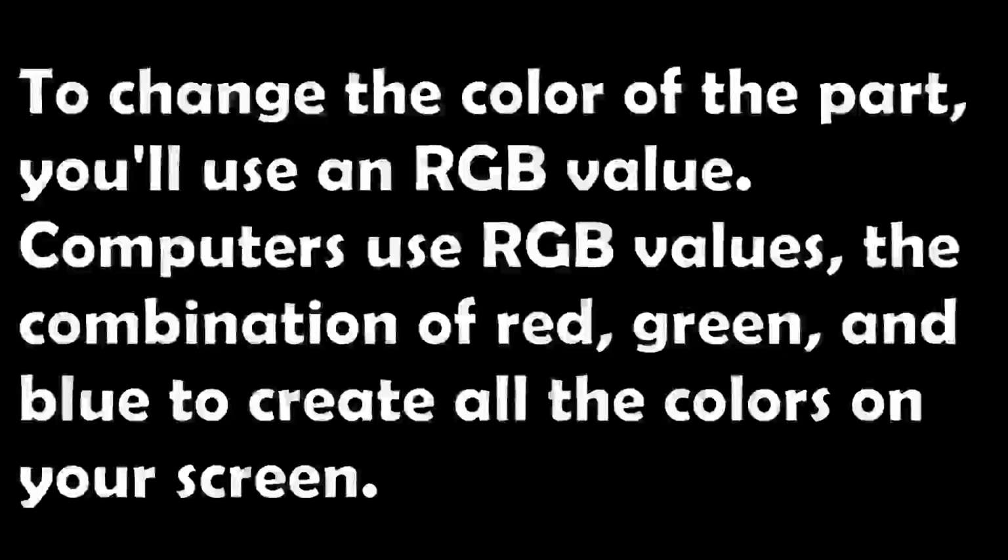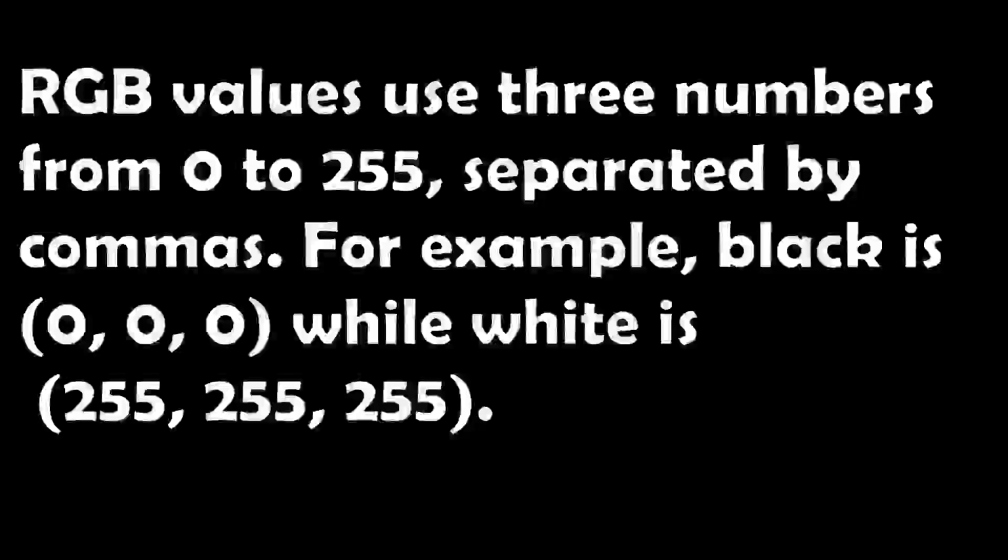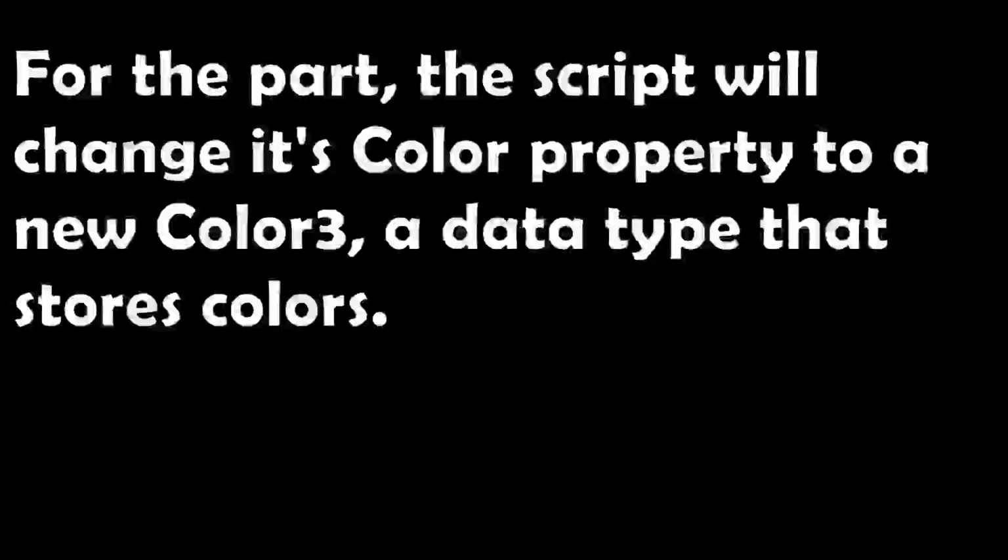To change the color of the part, you'll use an RGB value. Computers use RGB values, the combination of red, green, and blue, to create all the colors on your screen. RGB values use 3 numbers from 0 to 255, separated by commas. For example, black is 0, 0, 0, while white is 255, 255, 255. For the part, the script will change its color property to a new Color3, a data type that stores colors.